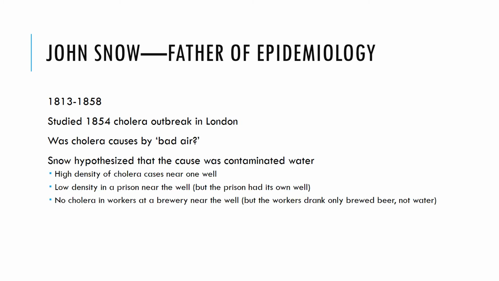But John Snow started wondering if the cause could be contamination of the water supply. The reason that he thought this was that he noticed that there was a high density of cases of cholera near one particular well, a water source. And he also noticed that even though there was a prison very near this well, there was a low density of cholera amongst the prisoners. But he thought that could be explained because the prison has its own separate water source.